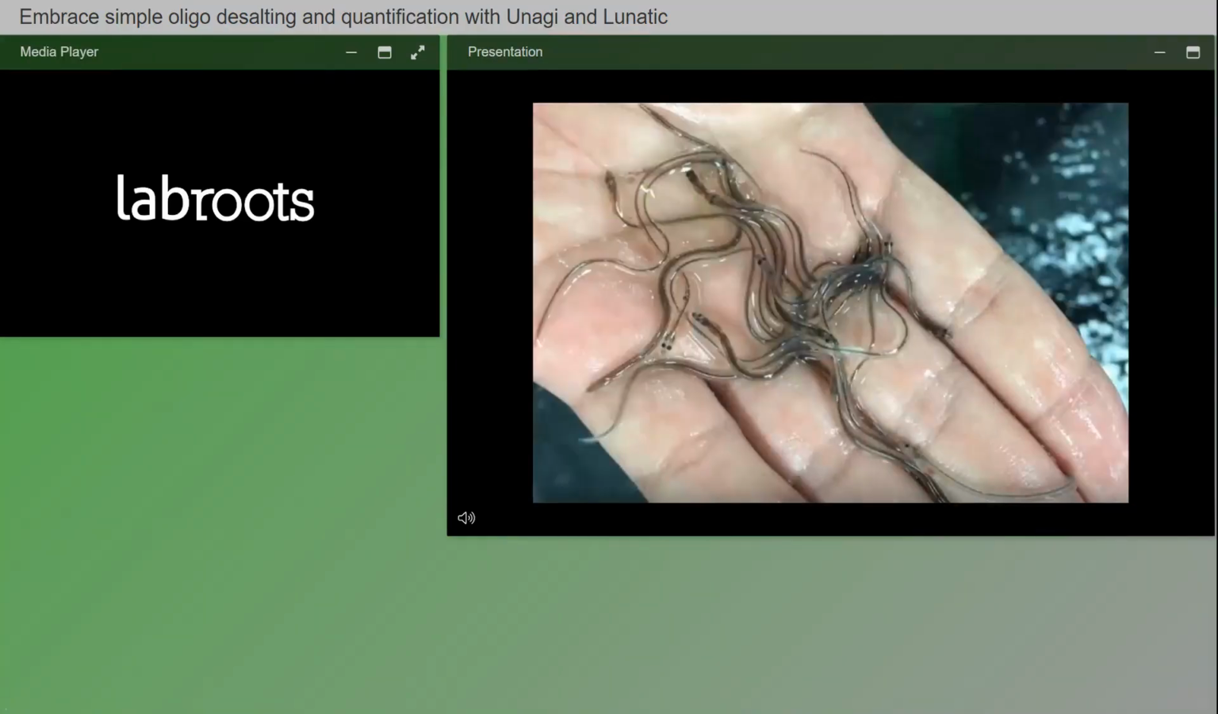Okay, so now that we know the Unagi process and we know a little bit more about eels, Unagi, it's time for the next step, which is really counting how many eels you have, or if we're talking about nucleic acids, quantifying how much DNA and RNA you have. Since it's not just about buffer exchange, it's also about quantification.